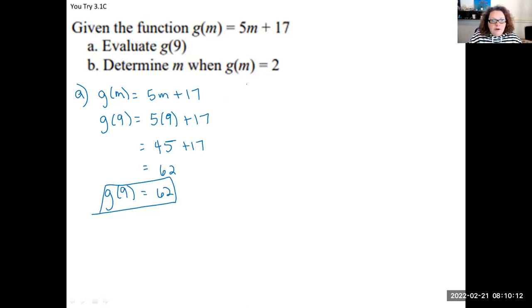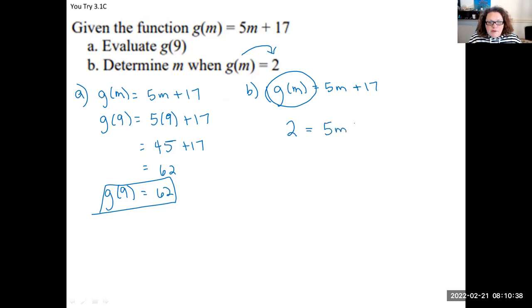All right, for B, they're giving us the function g of m is equal to 5m plus 17. So they're wanting us to decide when g of m is equal to 2. So you can just take this whole g of m here and say, okay, well, they're making it equal to 2. So that means that 2 is equal to 5m plus 17. This is just another way to look at this. There's some of you who told me that you see it better this way, so I want to make sure and give you this opportunity.